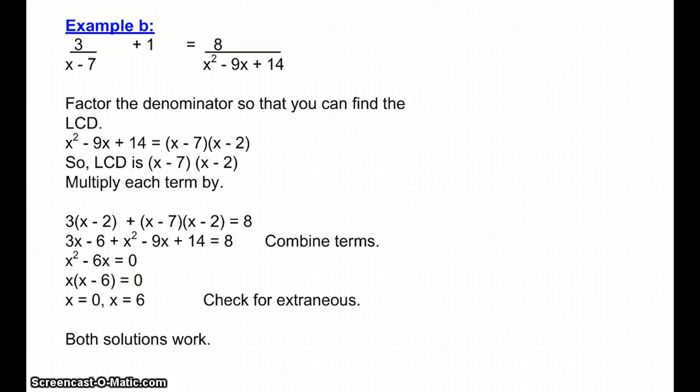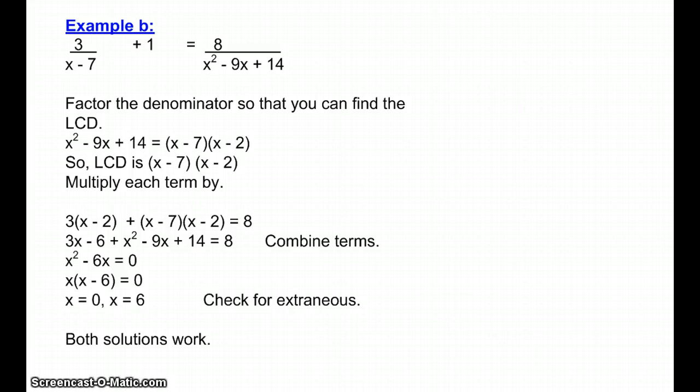In example B, we have 3 over x minus 7 plus 1 equals 8 over x squared minus 9x plus 14. To find the lowest common denominator, you have to factor the denominator in that last term, so you can see what factors are there. When you factor that, you get x minus 7 times x minus 2.